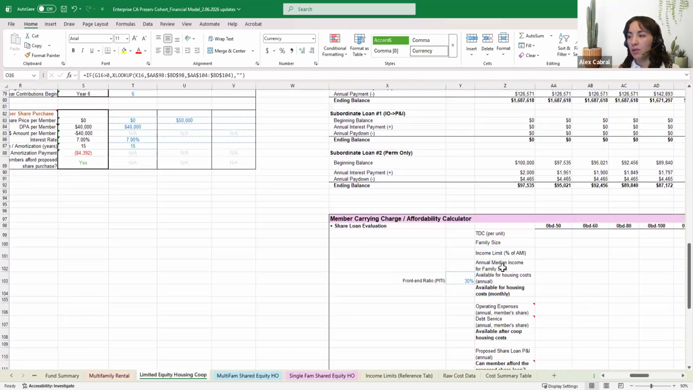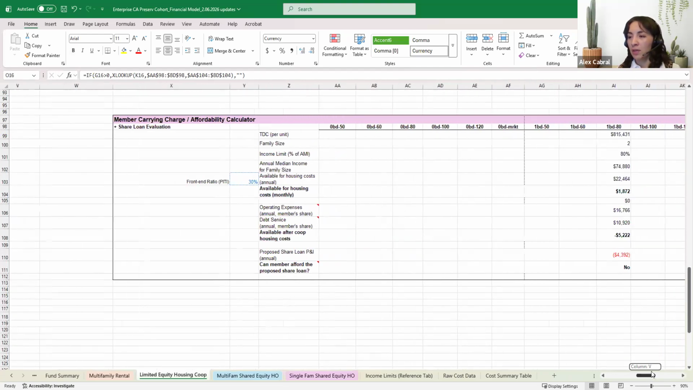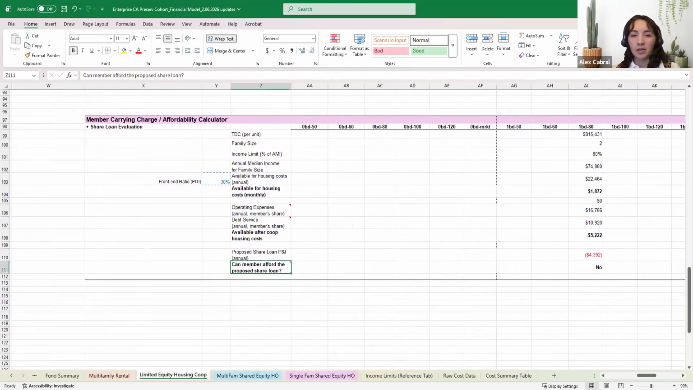And another note, let me go back down to this table. Another note on share loans. So share loans for limited equity co-op members, these are carefully calculated. This model won't tell you the size of the share loan that your members can service. A different model is needed for that. This model really only tells you one thing, and it's whether your members could even afford a share loan after they've covered their monthly carrying charge.